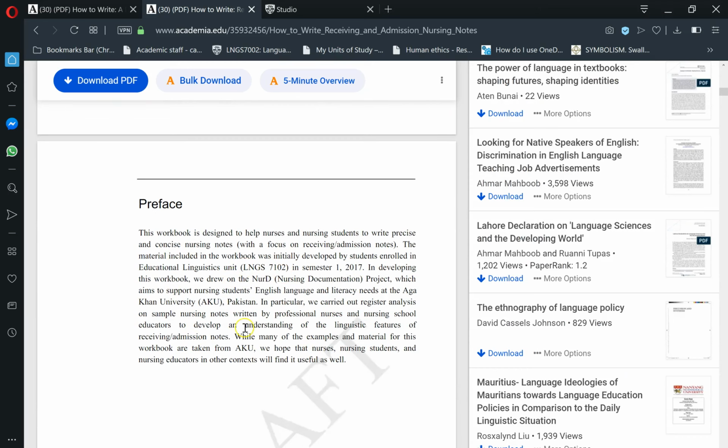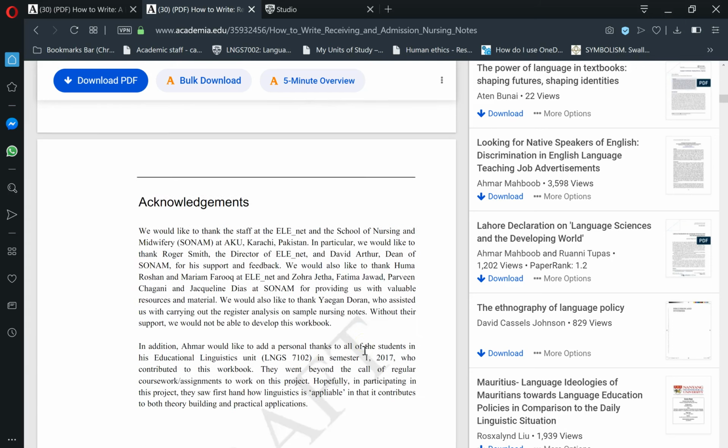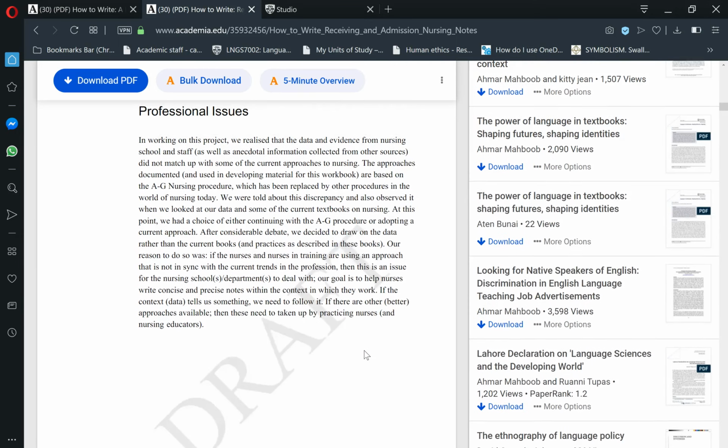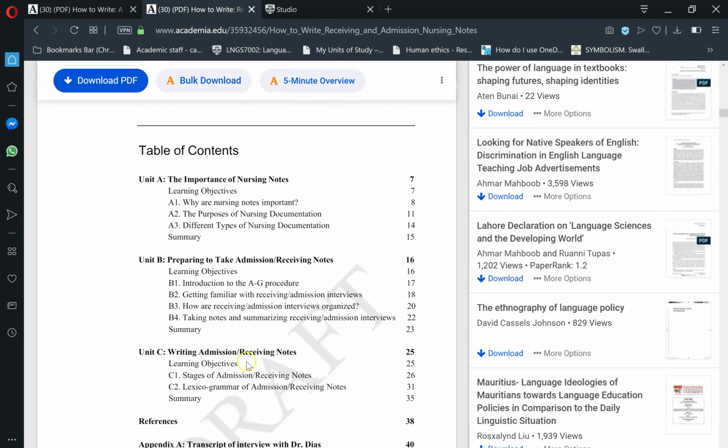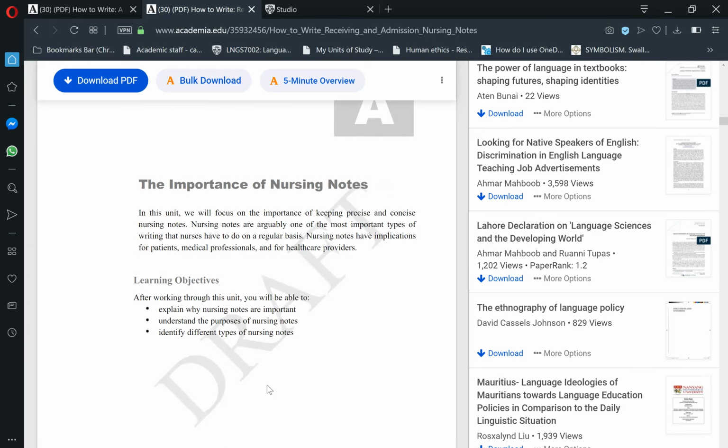Again, the preface mentions who they worked with at the Aga Khan University. They also drew on the nursing documentation project. And they talk about the issues that they identified to do the workbook. Again, it's the same thing: this workbook is structured in a very similar way to the other workbook, on how to write a literature review.